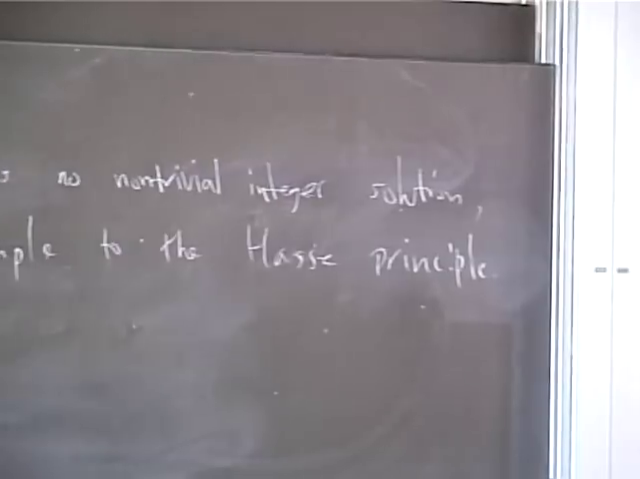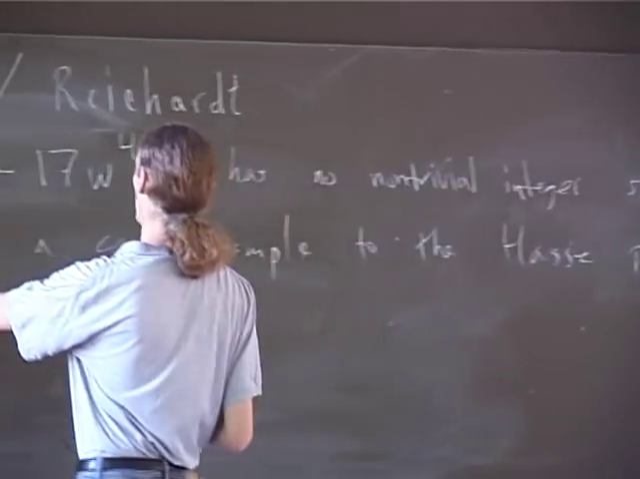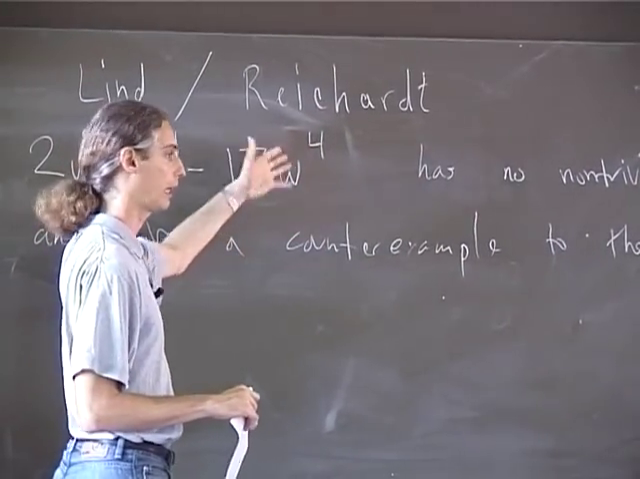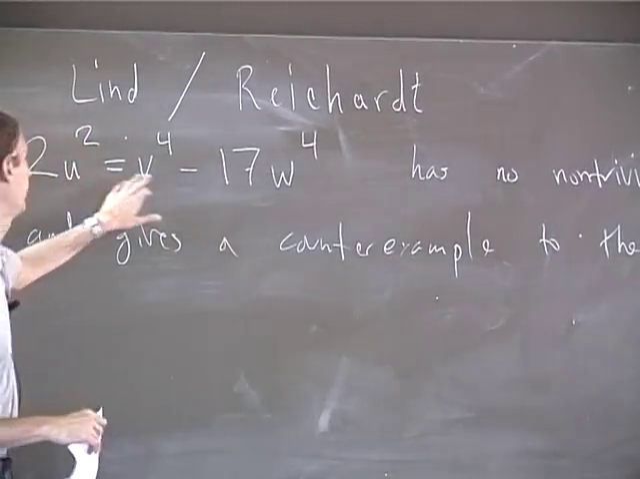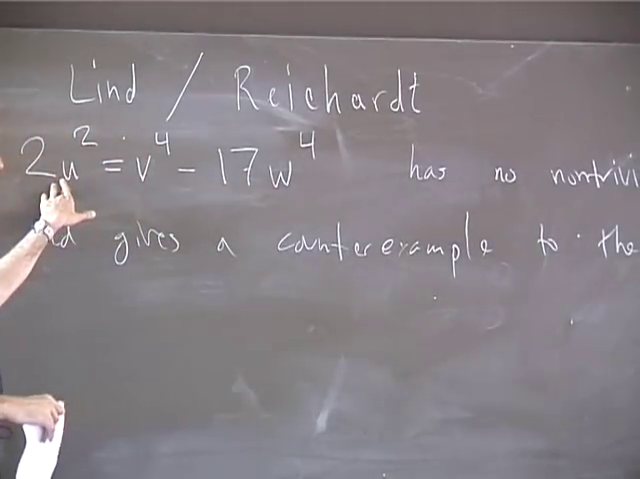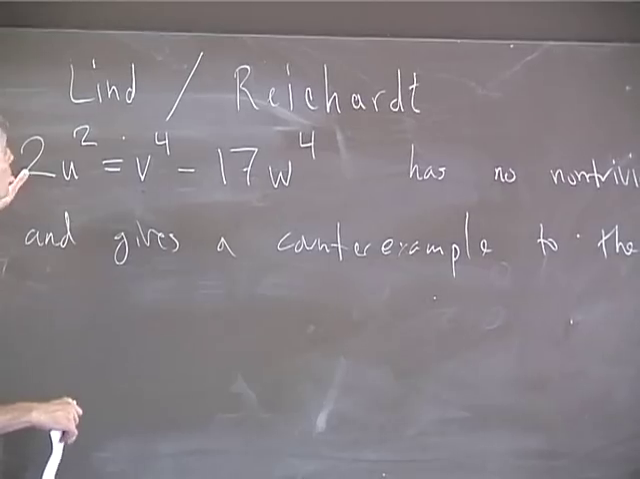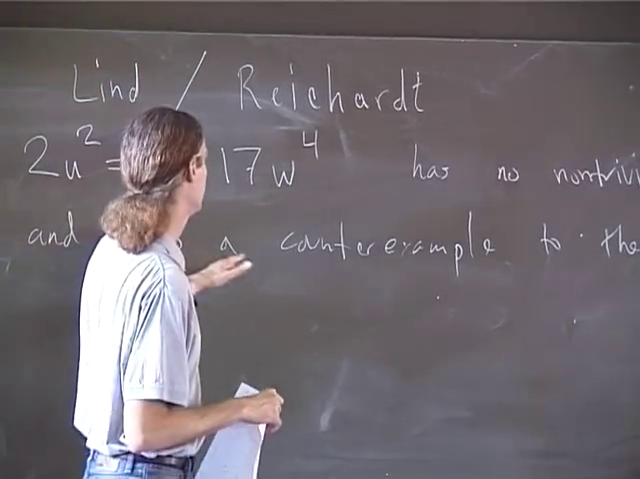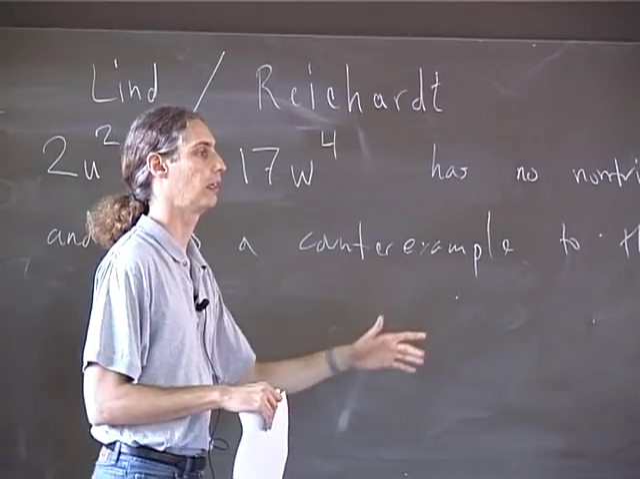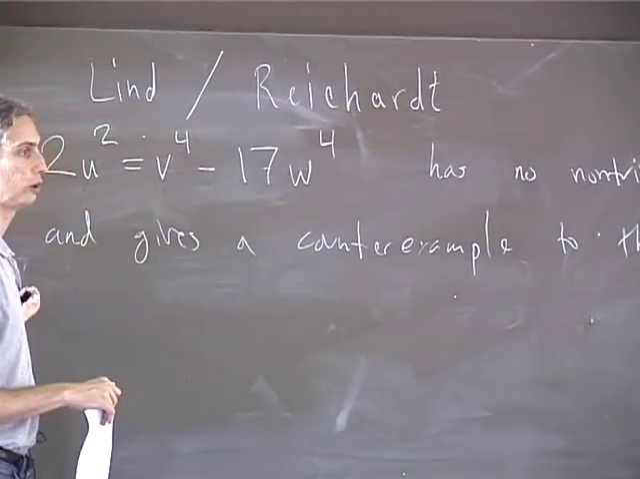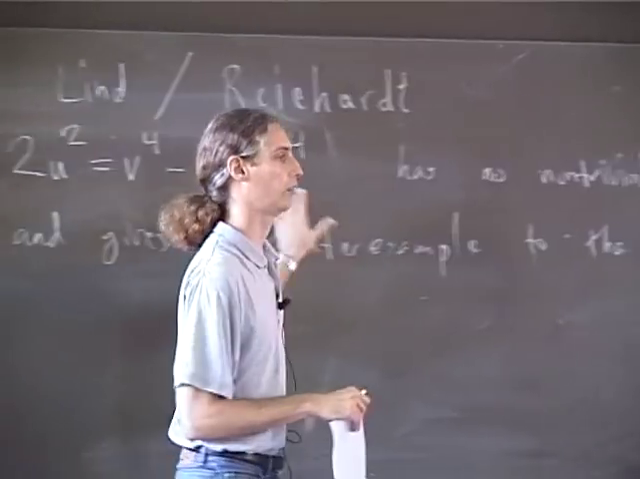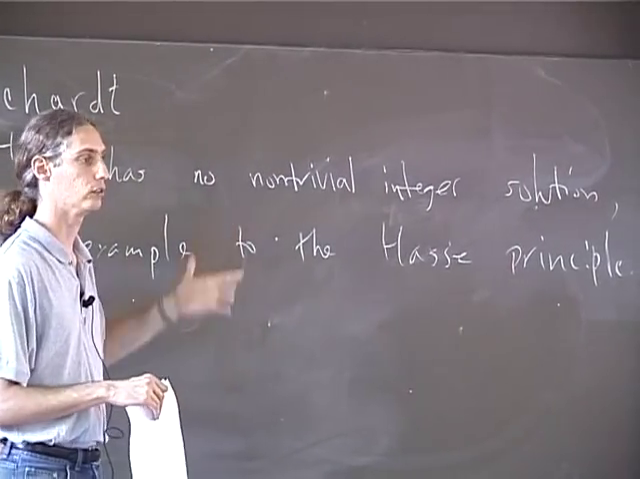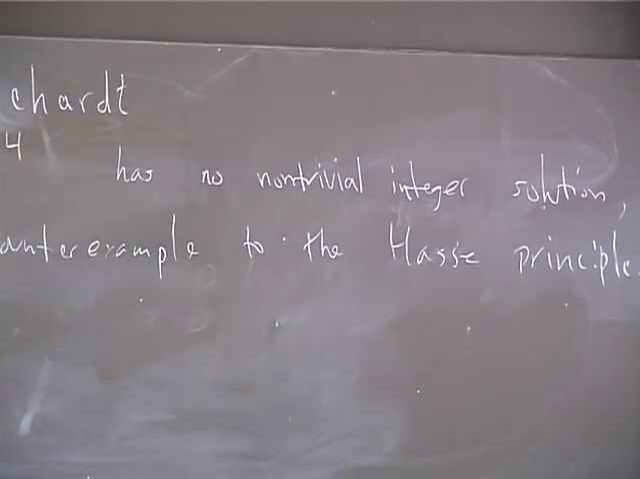It's weighted homogeneous. So the point is, if you scale v and w by some scale, say lambda, and you scale u by lambda squared, you get a new solution. So it behaves much like there, where there's the obvious trivial solution, 0, 0, 0, and we just look for some other solution. And if there should exist a rational solution, then by scaling you can make it an integer solution.